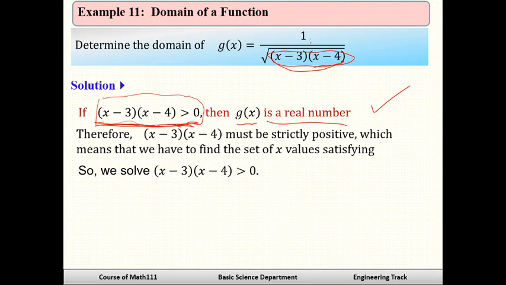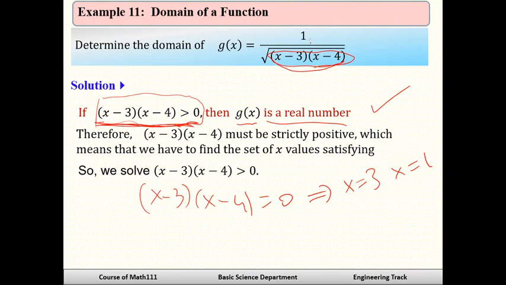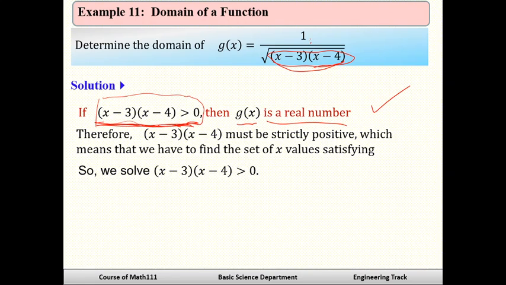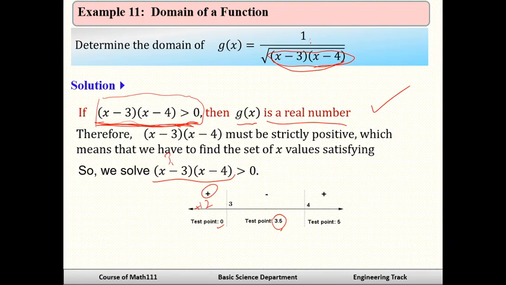You find the points here. So set x minus 3 and x minus 4 equal to 0, and then you find the points x equal to 3 and x equal to 4. And then after this, you make the real line and make the sign chart here. You test the points, like put 0, and you will find it's plus 12, so it's plus. Then you put 3.5 here.